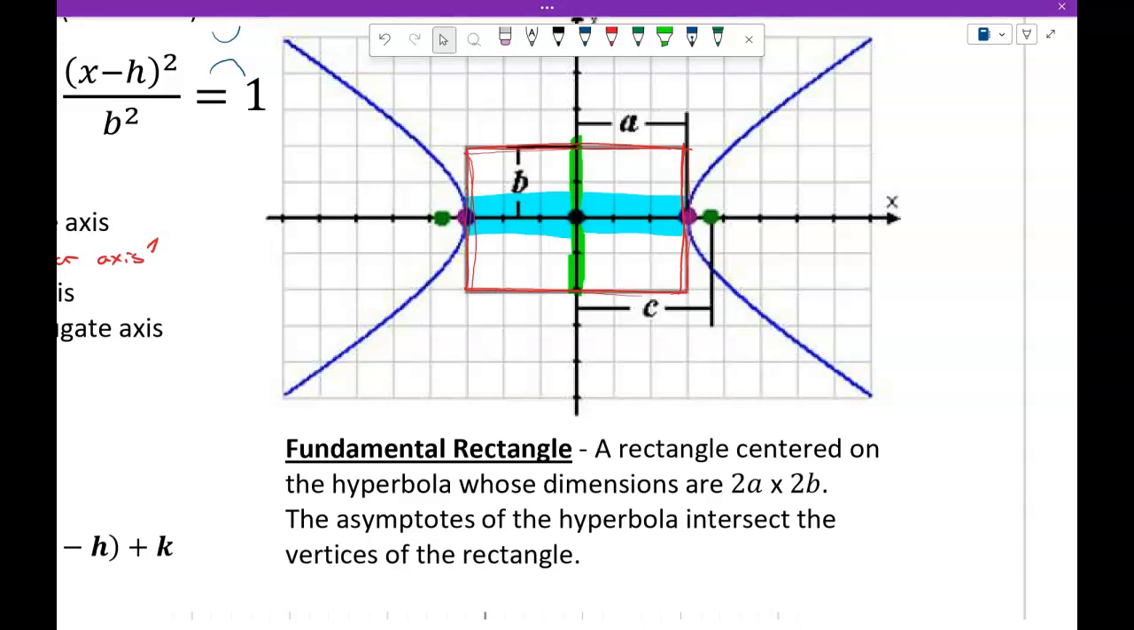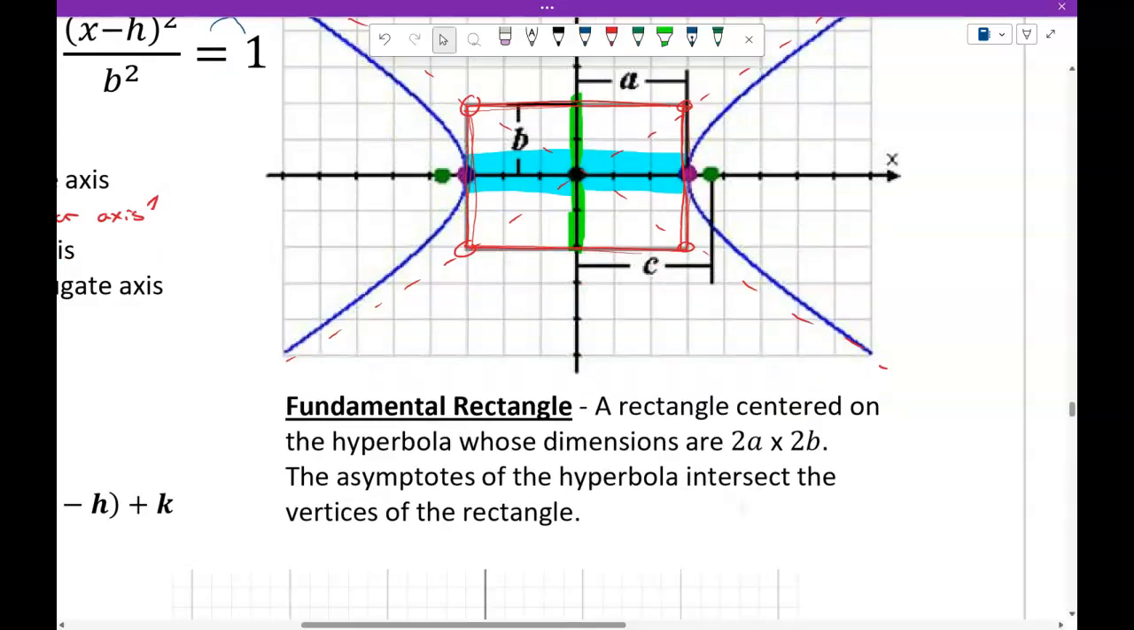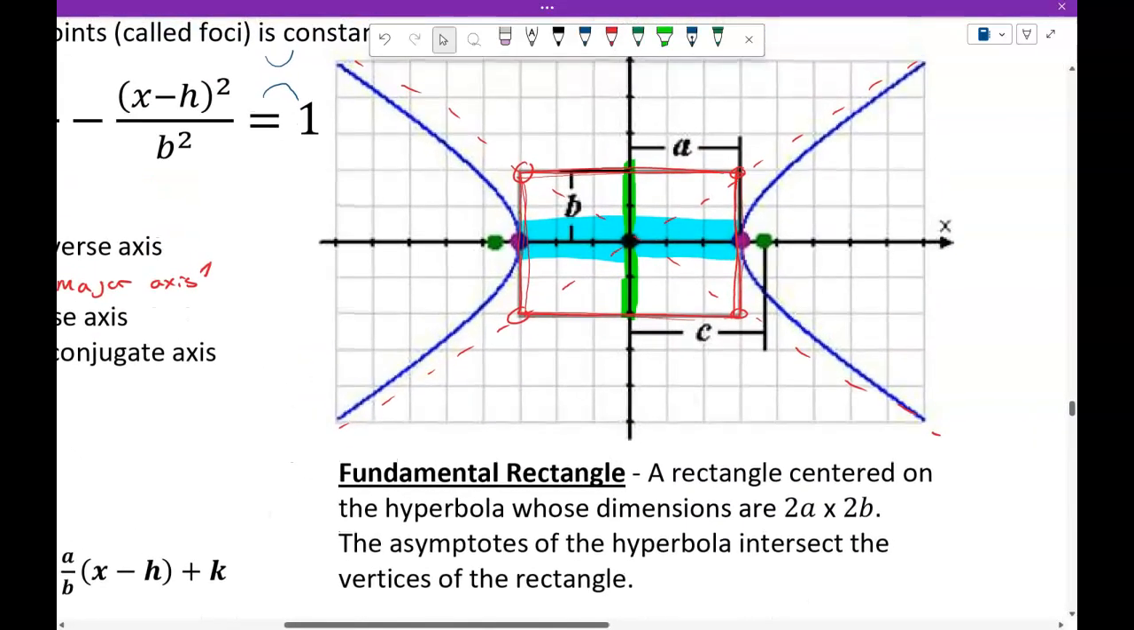And the fundamental rectangle is very easy for helping us identify and draw the asymptotes of our hyperbolas, because our branches on each side will extend out in a certain direction, but how wide it's going to be is based on asymptotes that pass through the center, but they also pass through the corners of this fundamental rectangle. And so using this rectangle, we can write the equation for our asymptotes.